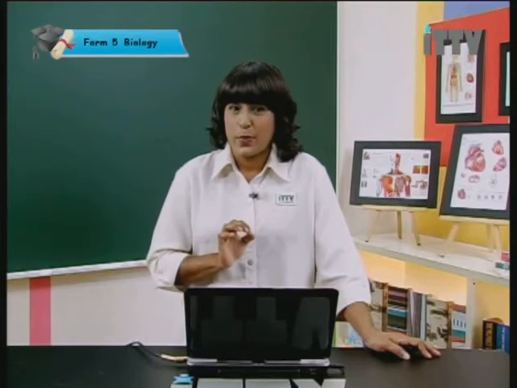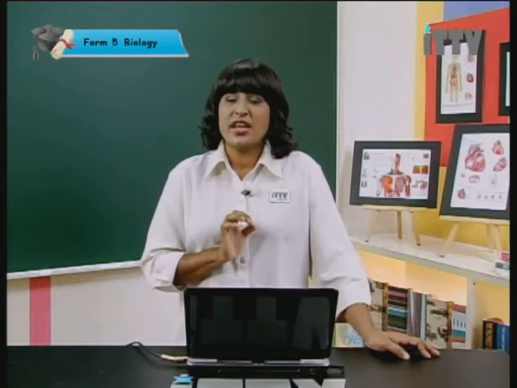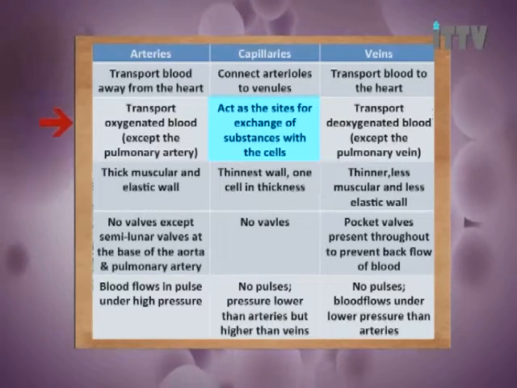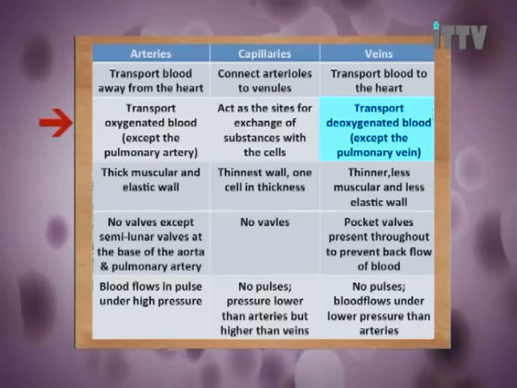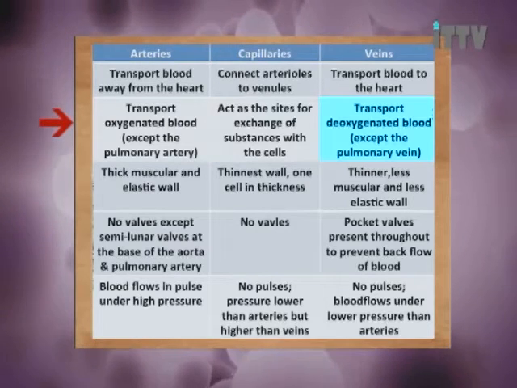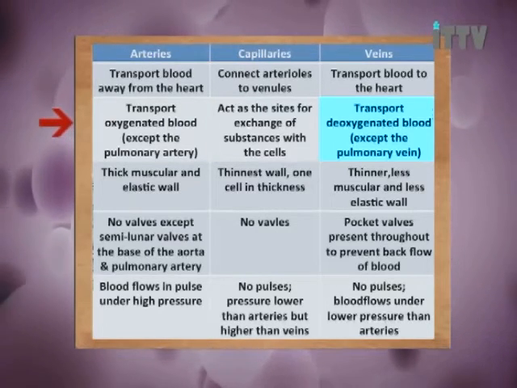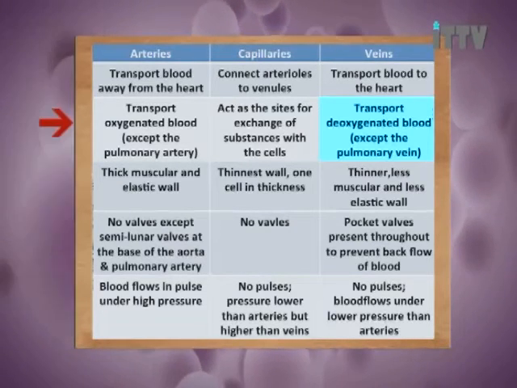Of course, the arteries carry oxygenated blood from the heart to all parts of the body. The exception here would be the pulmonary artery, which carries deoxygenated blood from the heart to the lungs. The capillaries act as the sites for exchange of substances with the cells, while the veins transport deoxygenated blood back to the heart, except for the pulmonary vein, which brings in oxygenated blood from the lungs to the heart.